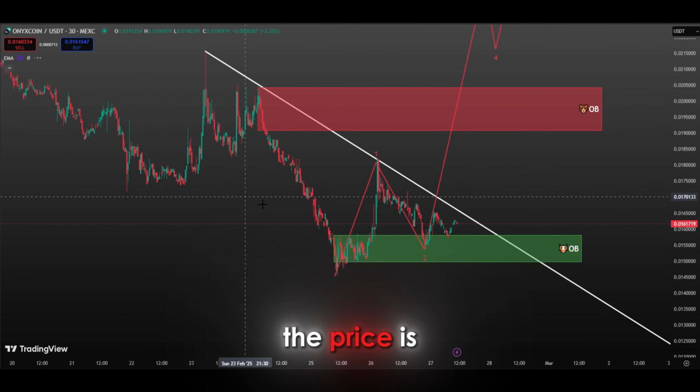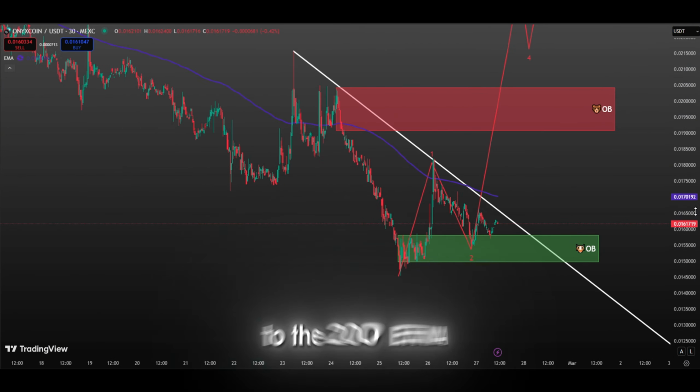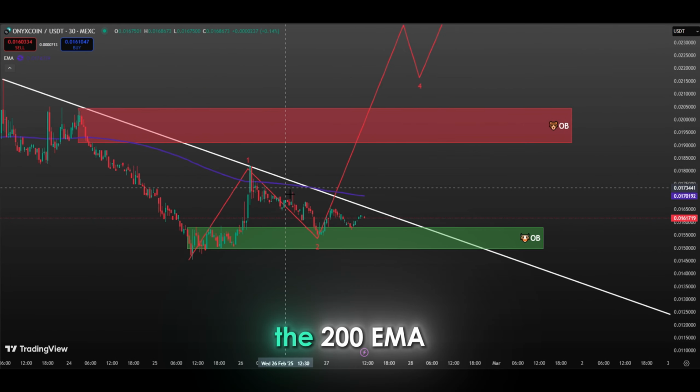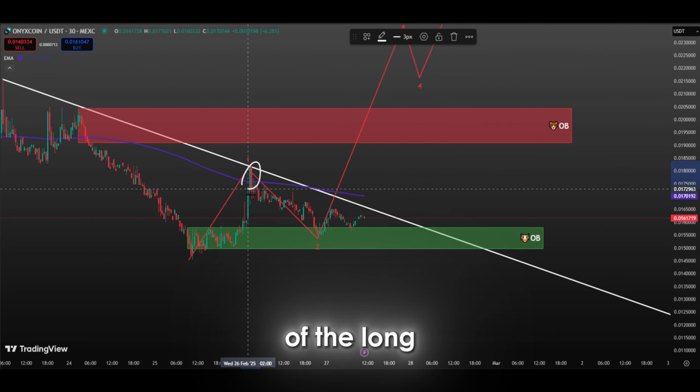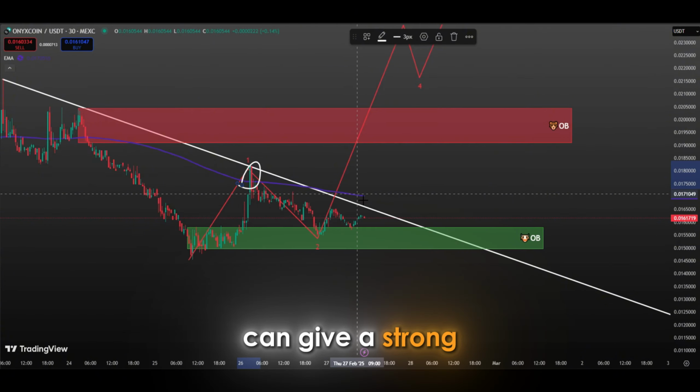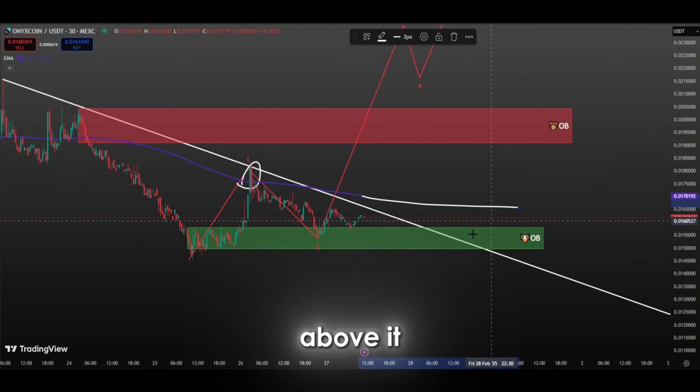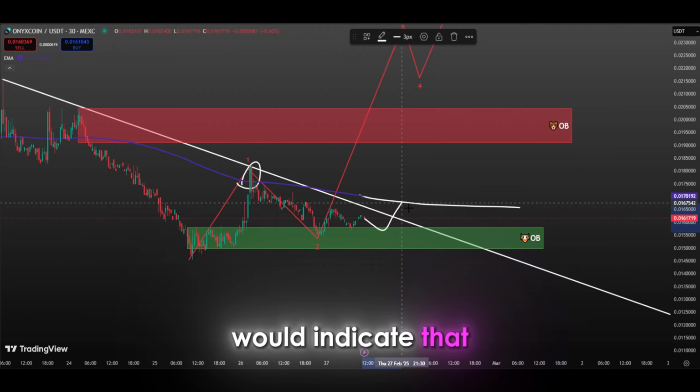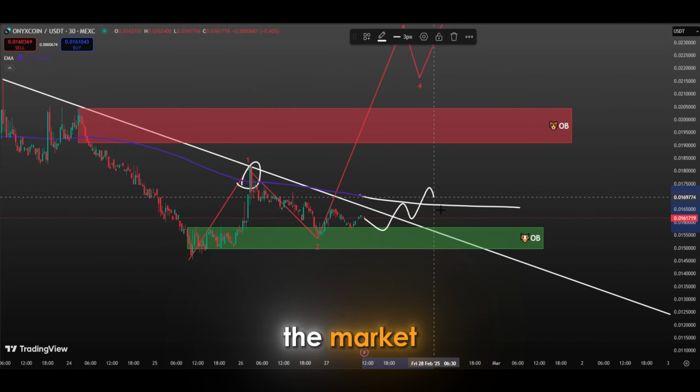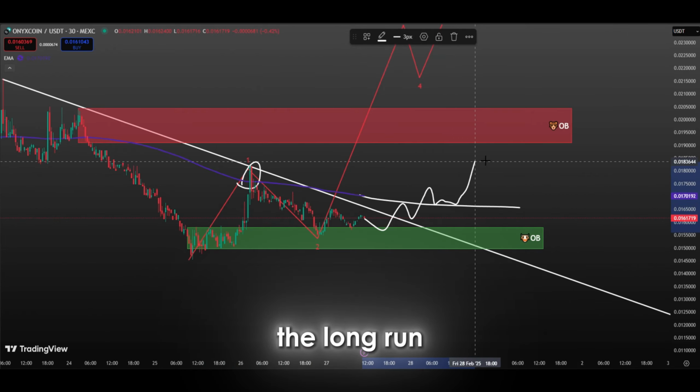Currently, the price is trading very close to the 200 EMA, but has yet to cross it. The 200 EMA, as an indicator of the long-term trend, can give a strong bullish signal if the price breaks above it. A close above this level would indicate that buyers have taken control of the market and prices could move higher in the long run.